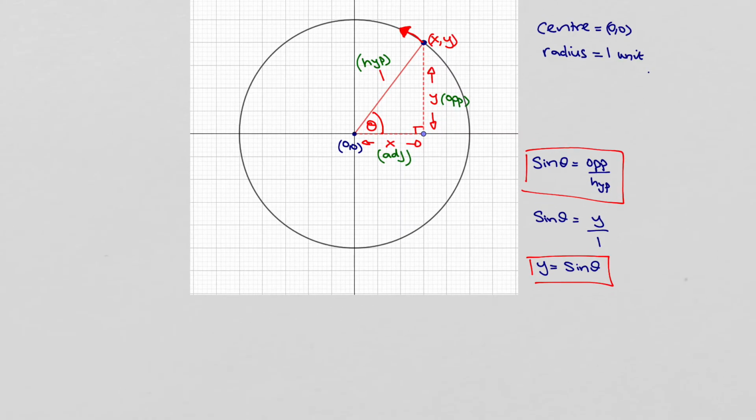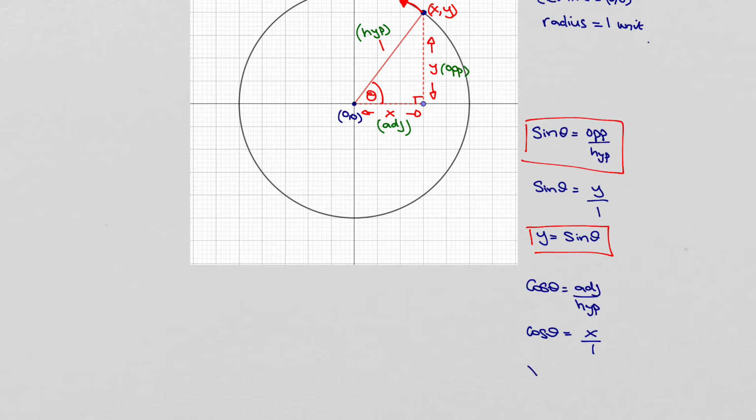Now if I do the same for cos, well, cos theta is the adjacent over the hypotenuse. And again, if I look at that right angle triangle, well, the adjacent is x and the hypotenuse is 1. In other words, the x coordinate is always going to be represented by cos theta.